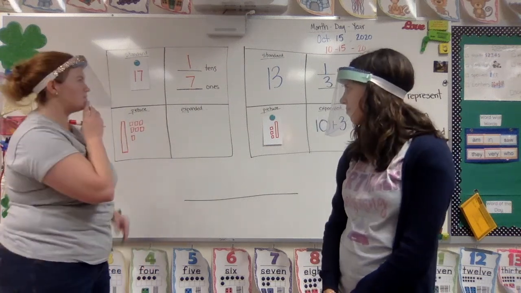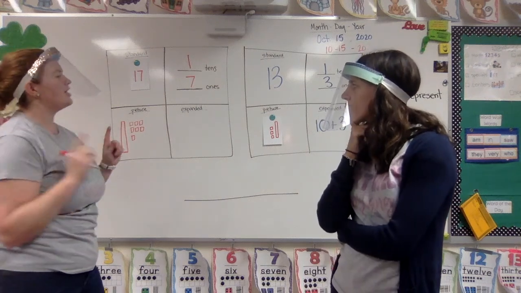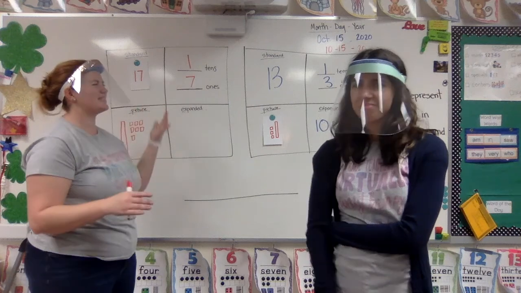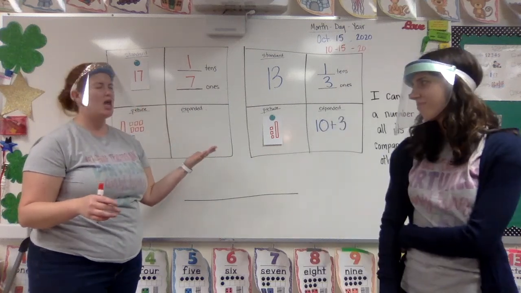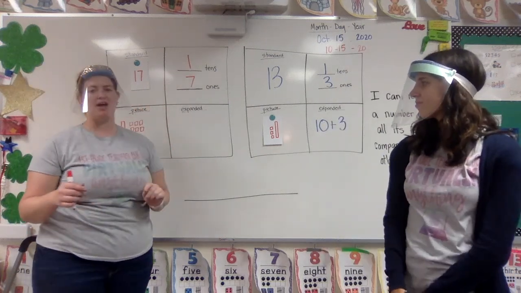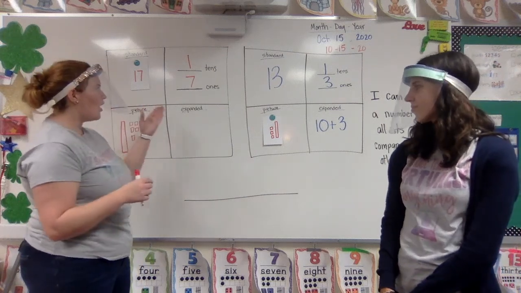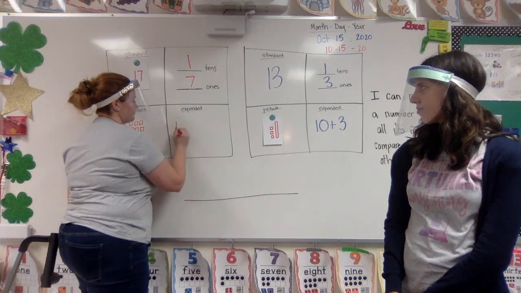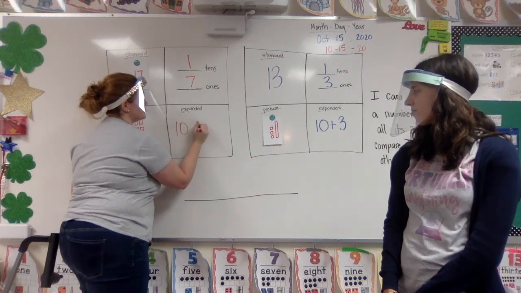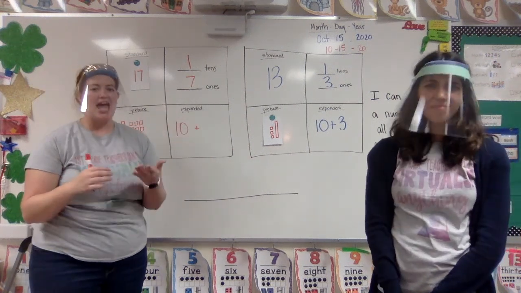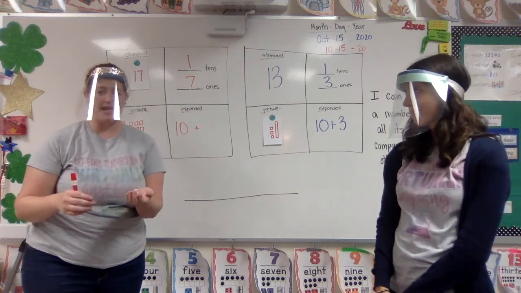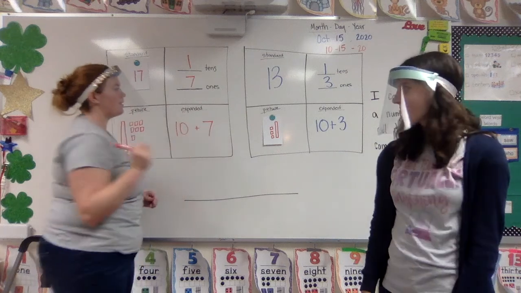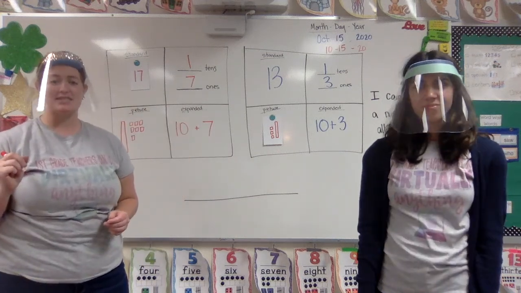Now for my expanded form. I know Miss Lestico was just saying that I'm not going to put like 1 plus 7 because that wouldn't be right. I need to put the value of my 10s. And 1 10 has a value. It's worth 10. Plus, I need the value of my 1s. And if I had 7 1s in my hand, I would have 7. So my expanded form is 10 plus 7.